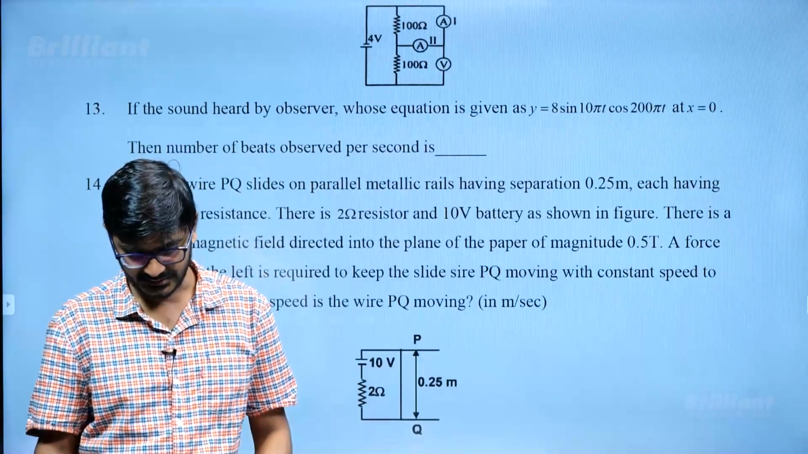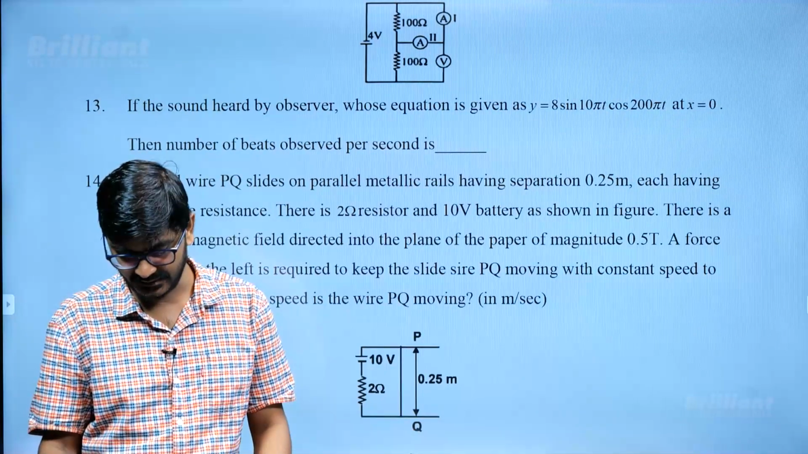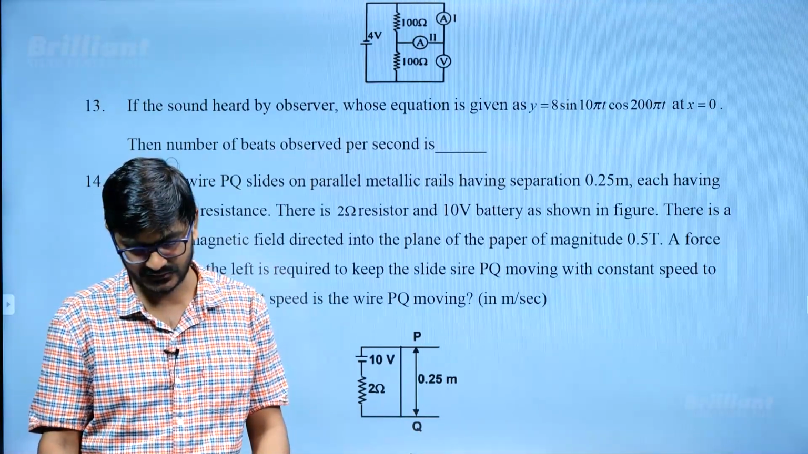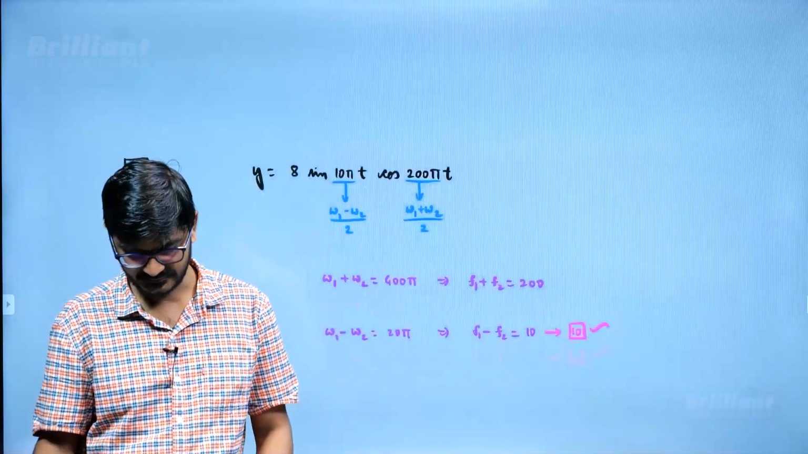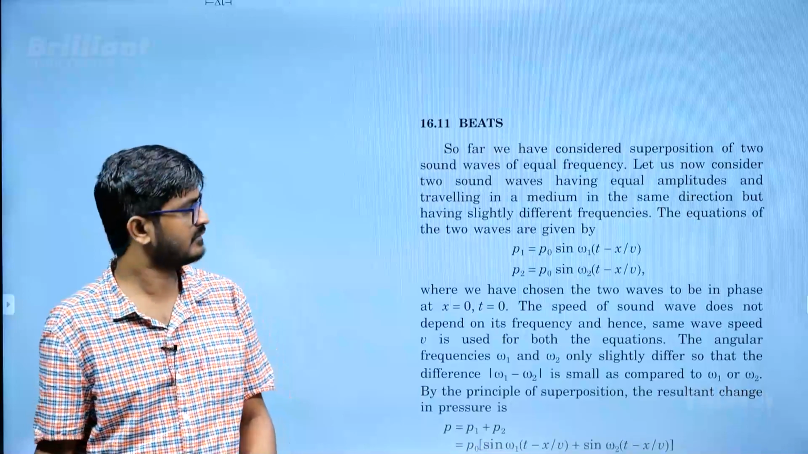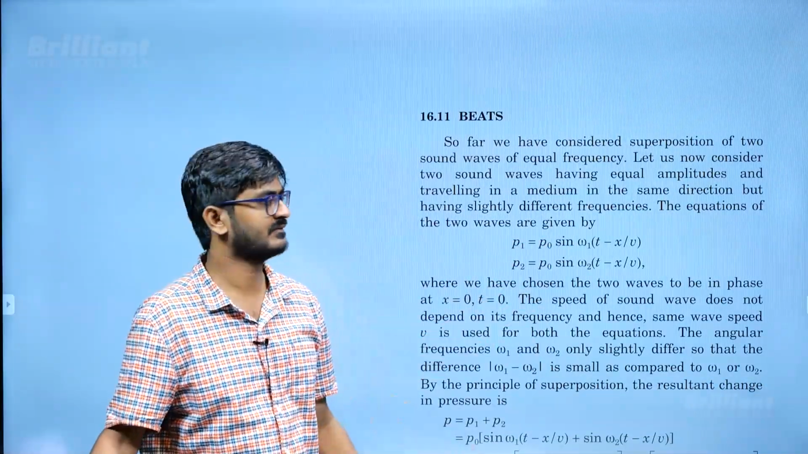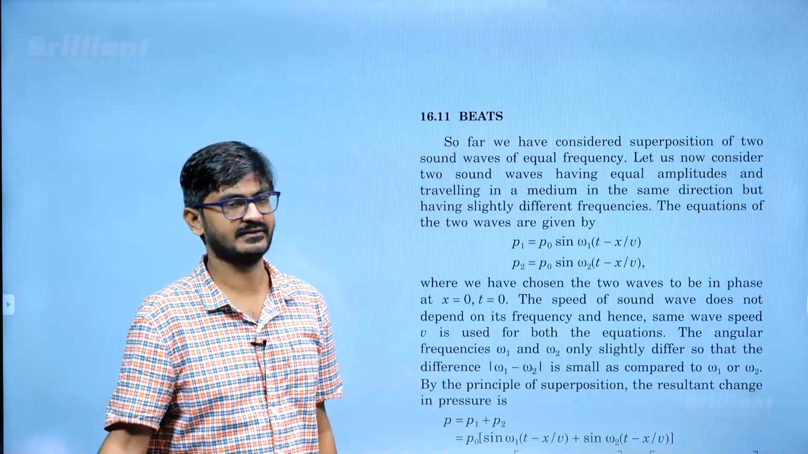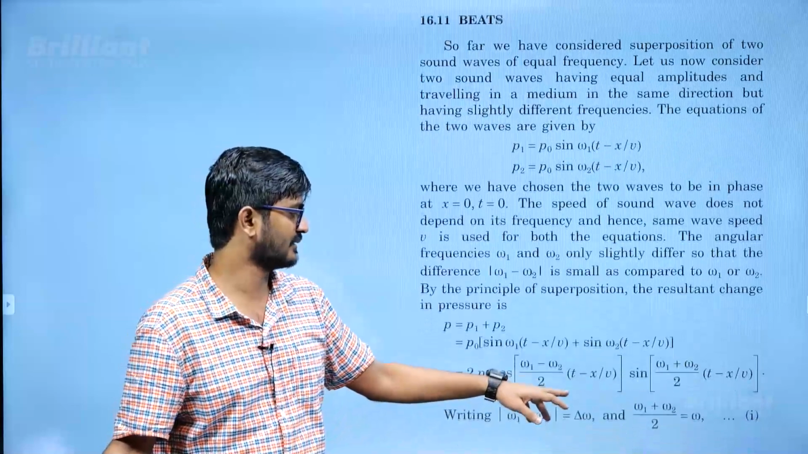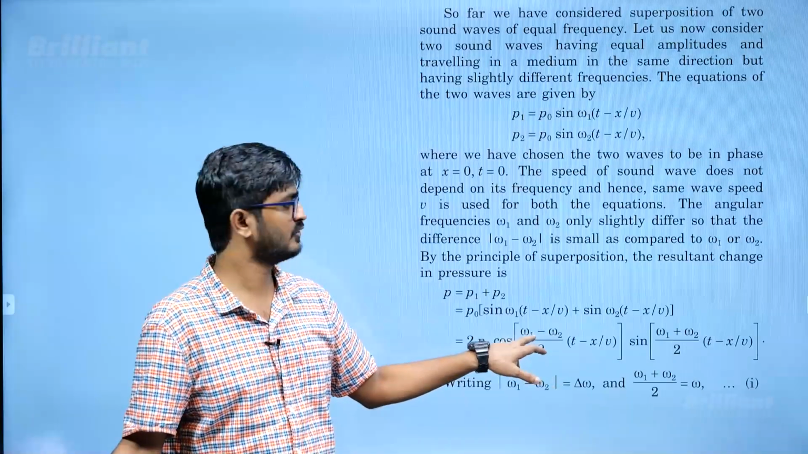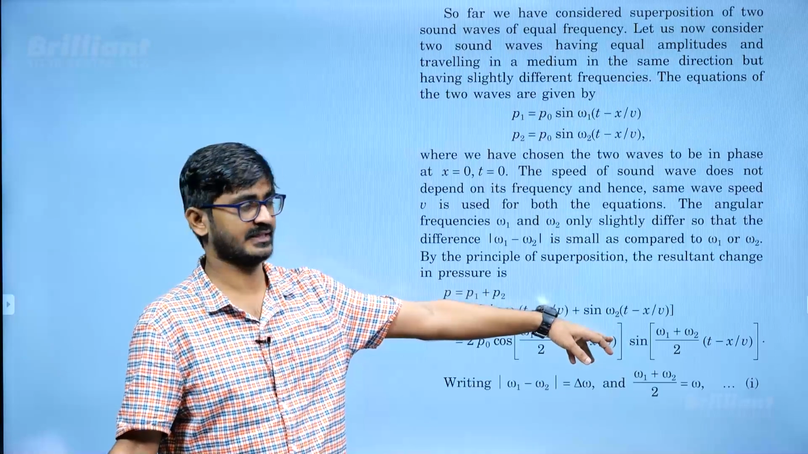If the sound heard by an observer has the equation y equals 8 sin 10 pi t cos 200 pi t at x equal to 0, find the number of beats. You must have seen, when two waves propagating in the same direction have a slight difference in frequencies, when you add those two equations, you get two terms like this, where in one term you get omega 1 minus omega 2 by 2, in the other term you get omega 1 plus omega 2 by 2.